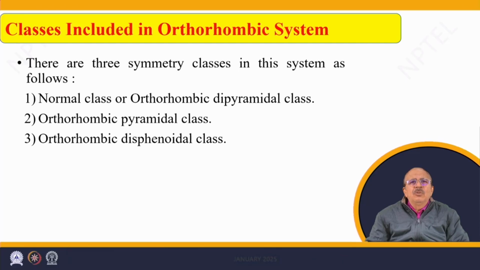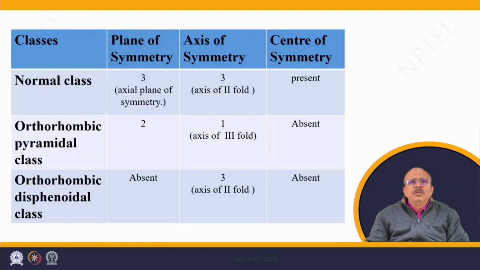Classes included in the orthorhombic systems are, there are 3 symmetric classes in this system: normal class or orthorhombic dipyramidal class, orthorhombic pyramidal class, orthorhombic dysphenoidal class. The details of plane of symmetry, axis of symmetry and center of symmetry in these classes are: normal class, the plane of symmetry 3, the axis of symmetry 3 and the center of symmetry present.